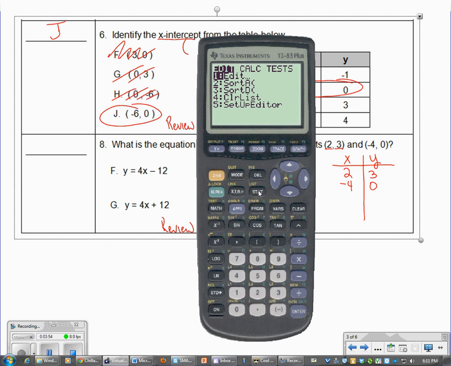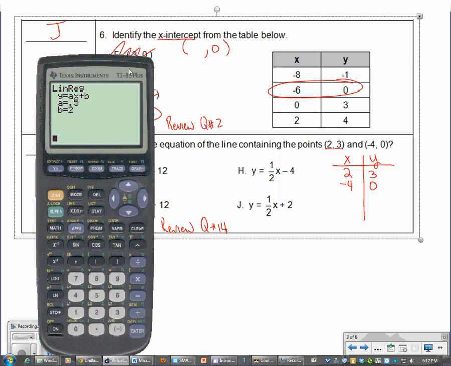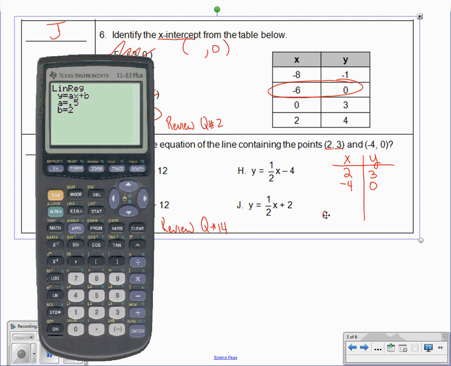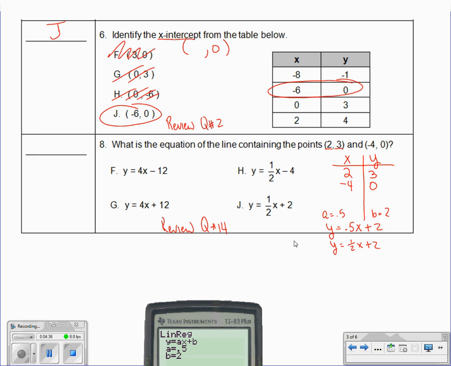Now we'll hit stat again, scroll over to calc, choose number 4, press enter. On your calculators, you might have to scroll down to calculate and then press enter. So given what's on the calculator, we see that a is equal to 0.5, b is equal to 2, and I'm going to plug it into my equation. y equals, for a we have 0.5, here's my x, and then plus 2. 0.5 can also be written as 1/2. I noticed that because in my given answers, 0.5 is not listed, but 1/2 is.